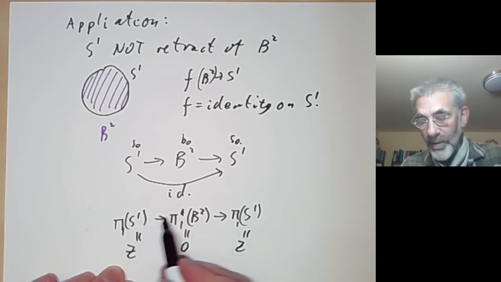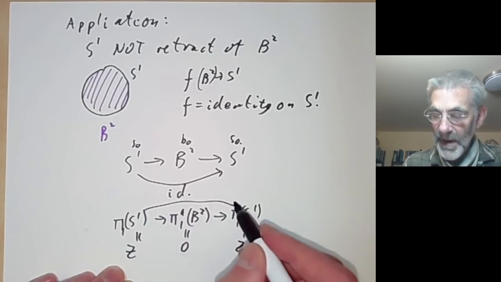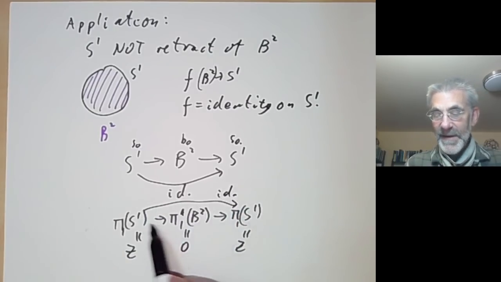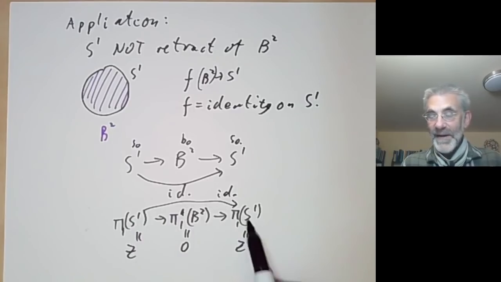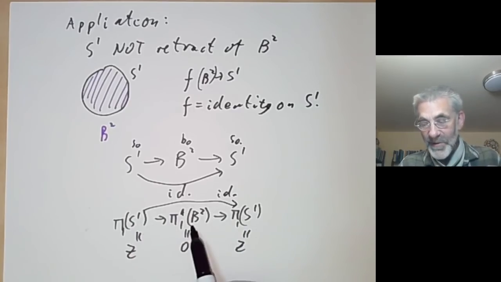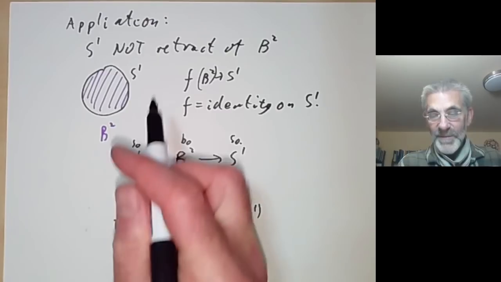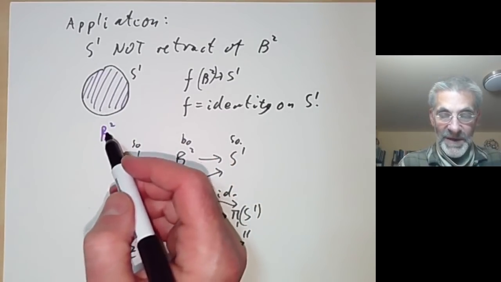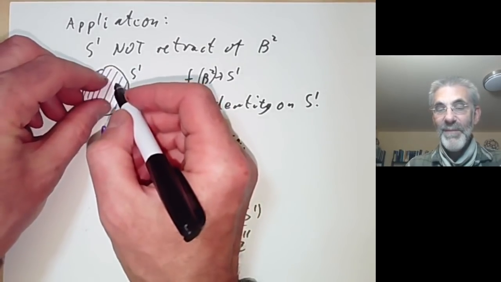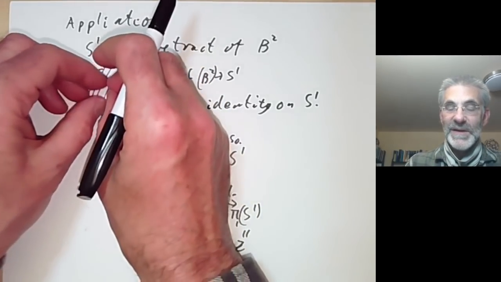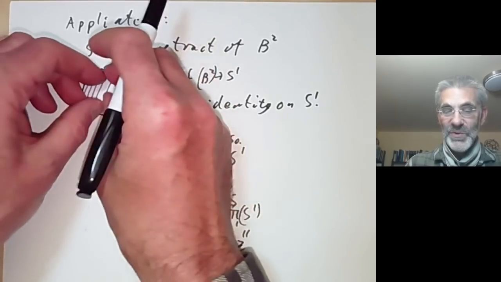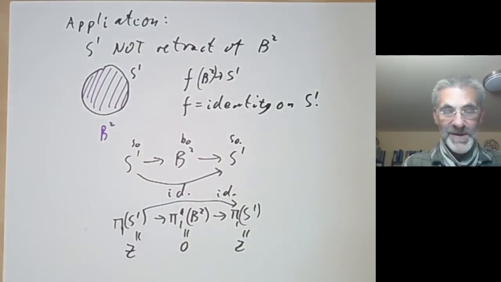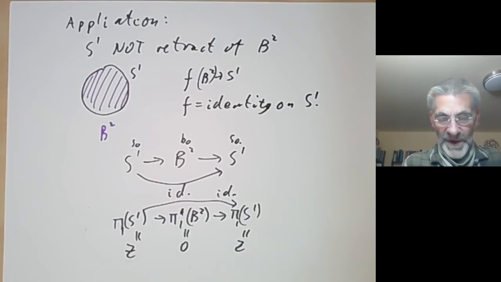On the other hand, the composition of these two must be the identity. And you can't have the identity map from Z to Z factoring through the 0 group. So S1 is not a retract of B2. In other words, if you've got a membrane with boundary a circle, there's no way to map the membrane to the circle. Again, this is intuitively obvious, but it's a little bit tricky to actually prove rigorously.